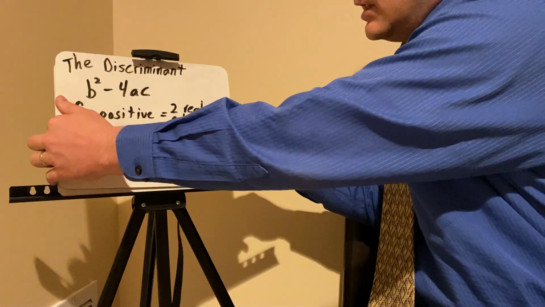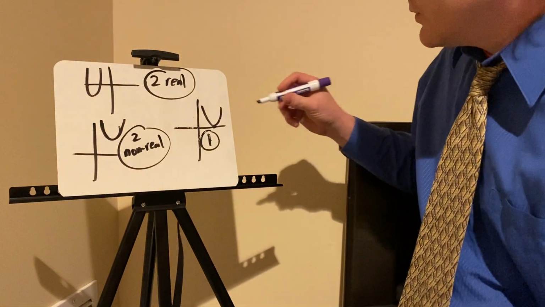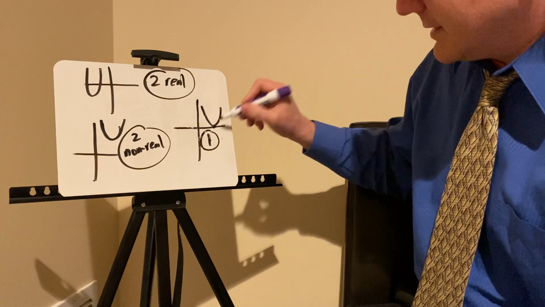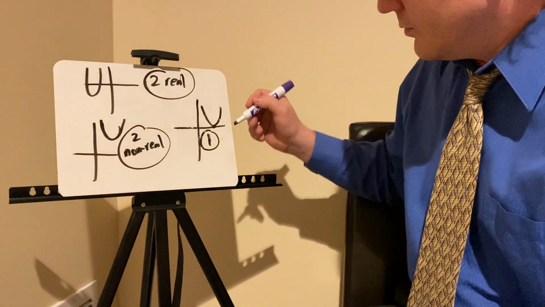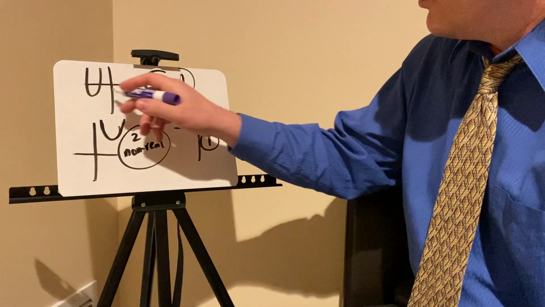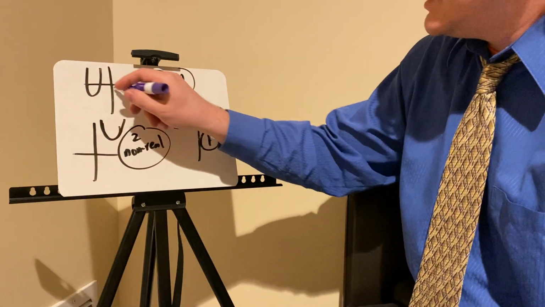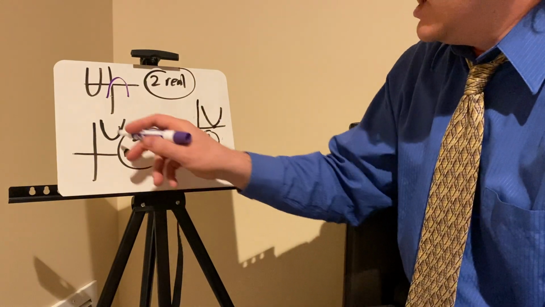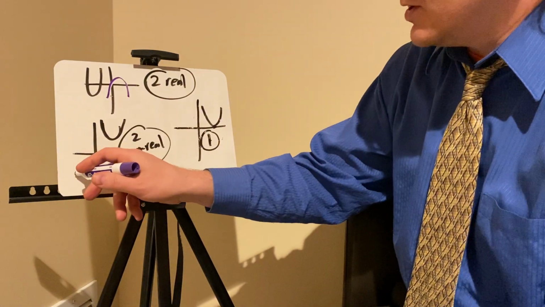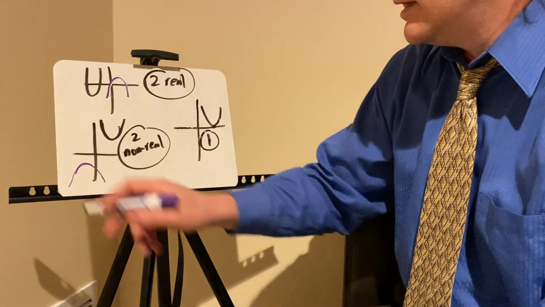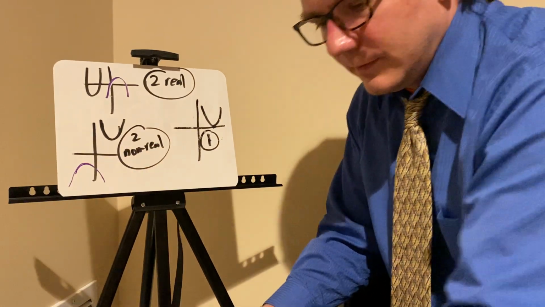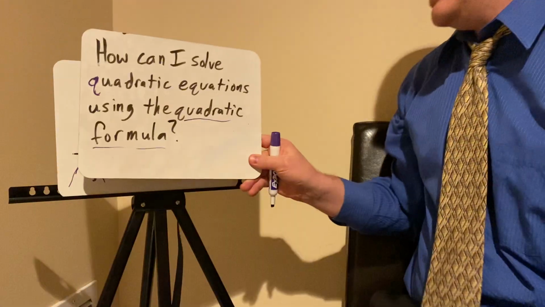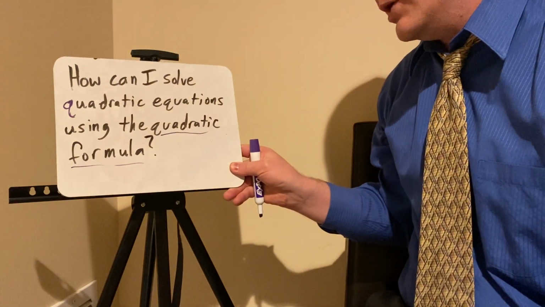And what does that look like? If you have 1 solution, it means the vertex is on the x-axis, so its root is the vertex. 2 real solutions is where it would cross the x-axis twice. It could also look something like this if it has a negative a value. 2 non-real solutions won't cross the x-axis at all, and could also look something like this if it has a negative a value. And that is how you can solve quadratic equations using the quadratic formula.